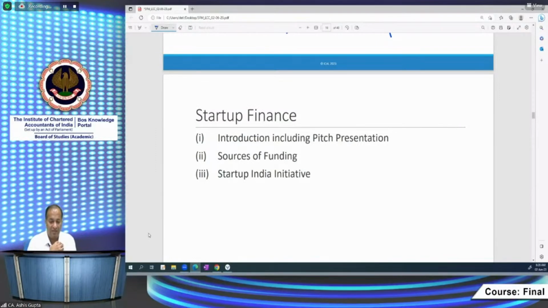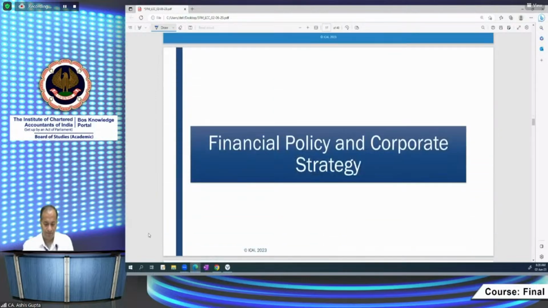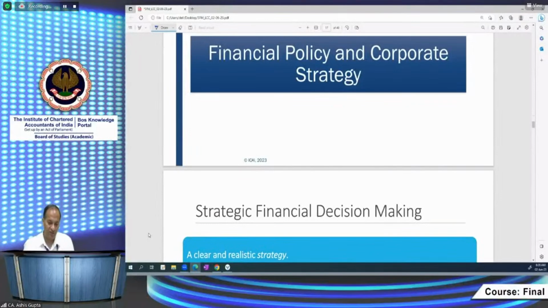Here we have discussed the different sources of startup funding in the seed round, and we have also covered the Startup India initiative, because the government is also promoting this. So students, I am taking a small break. After that, I will briefly discuss the first topic, financial policy and corporate strategy, and I will also cover two questions on EFR, the external funding requirement. Two questions of the assignment will be discussed. The rest of the questions are covered in my next recorded lecture. So students, I am taking a small break here for 10 minutes. After that, I will join you.